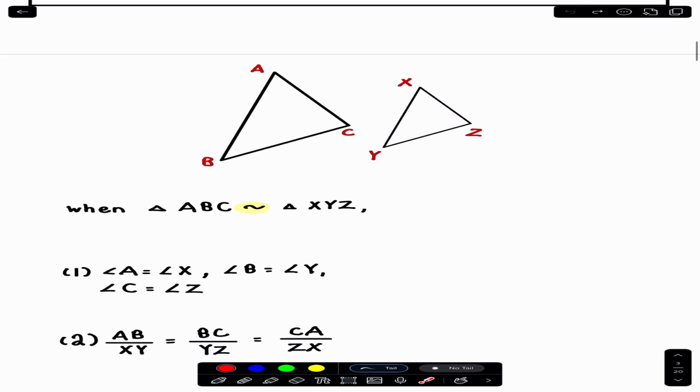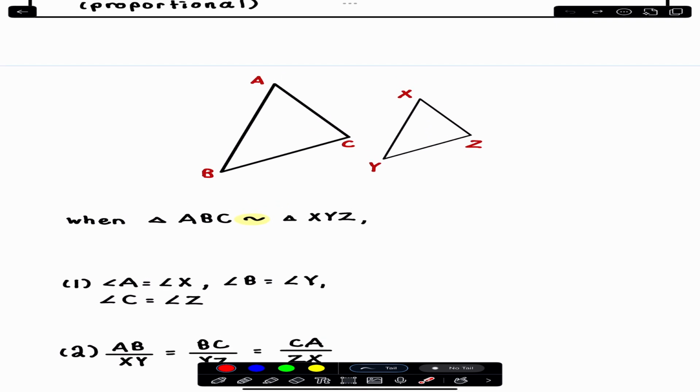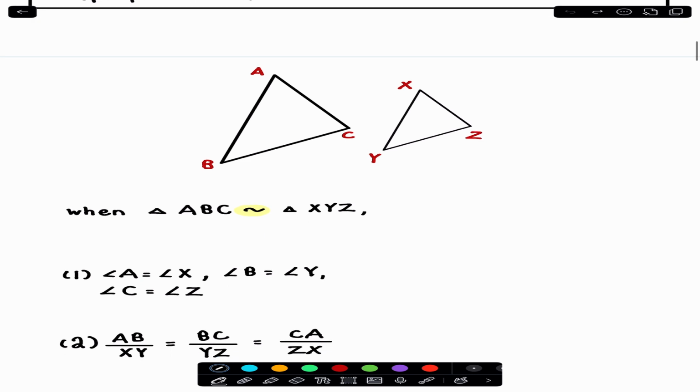So this is our notation that you're going to use. Whenever you want to say 2 triangles are similar to each other, you're going to use this little squiggly line. So whenever you see this single squiggly line, that means similarity. And we read this out loud as "is similar to." So in this example, over here we have triangle ABC is similar to triangle XYZ.